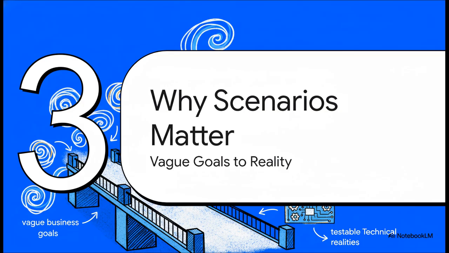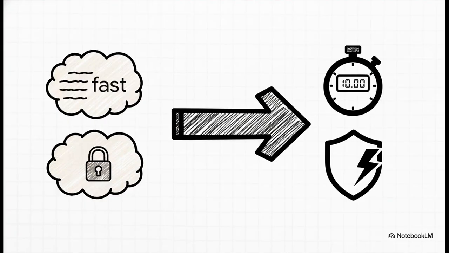Okay, so we know what they are, but why are they so critical? Why bother with all this? This is where scenarios go from being just a neat idea to an absolutely essential, non-negotiable part of the process. They are the bridge that takes us from fuzzy, vague goals to something real and testable. Just think about it for a second. A business stakeholder comes to you and says, the system needs to be fast. Okay, what on earth does fast actually mean? It's totally ambiguous. A scenario forces us to nail it down.